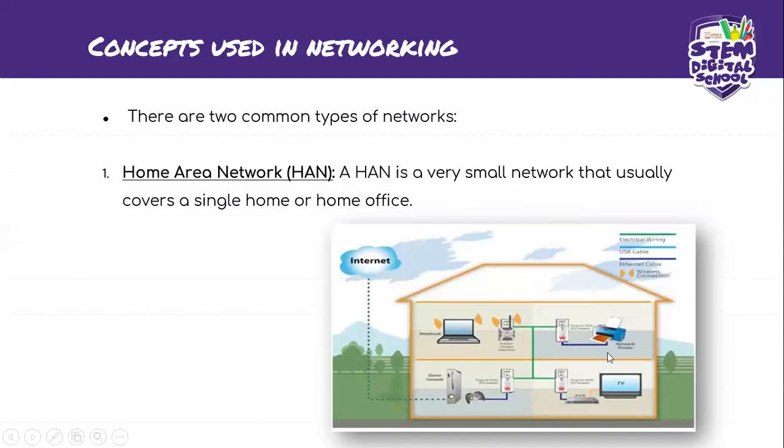I can also see internet. So these devices are connected to the same network, but a network that is home-based. A home area network is a very small network that usually covers what? A single home or a single office. Then after, we have what we call a personal area network.